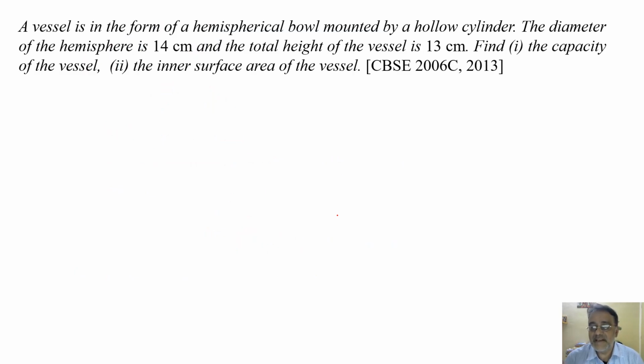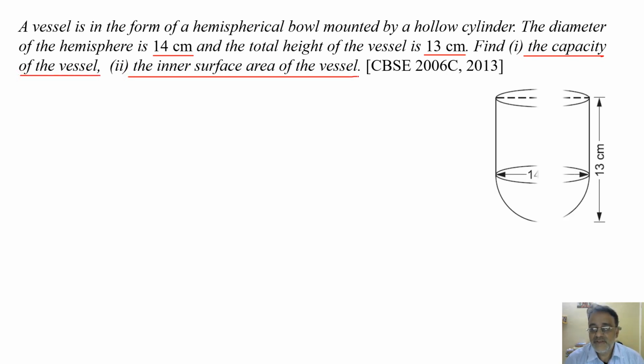2006 C means compartment, supplementary exam, and 2013. A vessel is in the form of hemispherical bowl mounted by a hollow cylinder. The diameter of the hemisphere is 14 centimeter and the total height of the vessel is 13 centimeter. Find the capacity of the vessel and inner surface area of the vessel. So this is the figure.